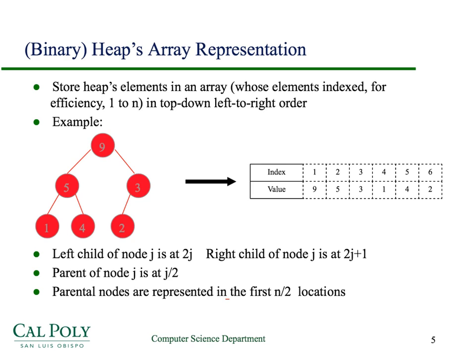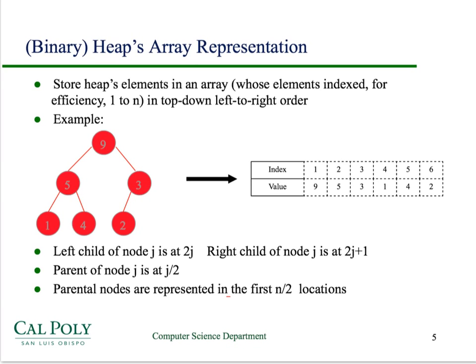So if you examine this and look at it carefully, you'll see that for a given node J, the left child is at index 2J and the right child is at 2J plus 1. So if the index of a node is J, the children are at 2J and 2J plus 1. So that's either a bit shift or a bit shift add 1.